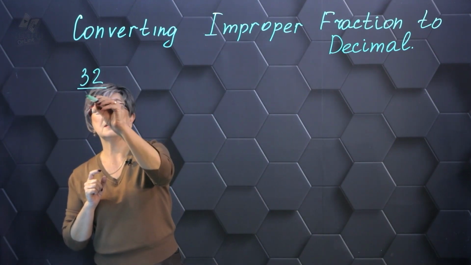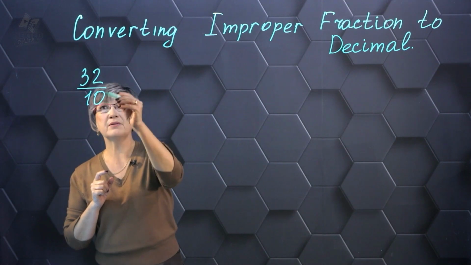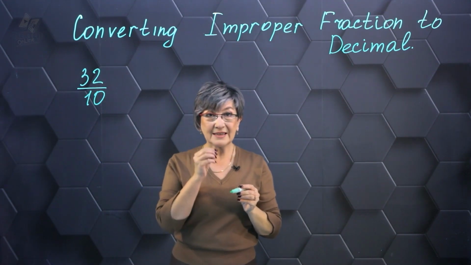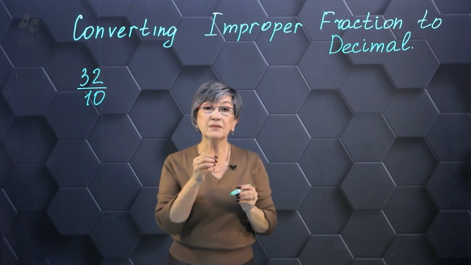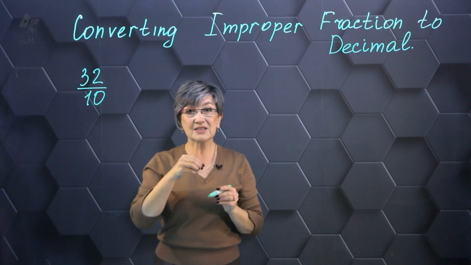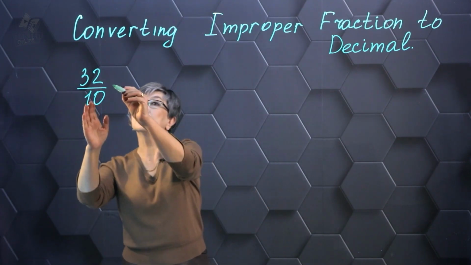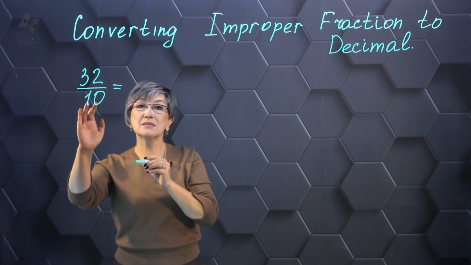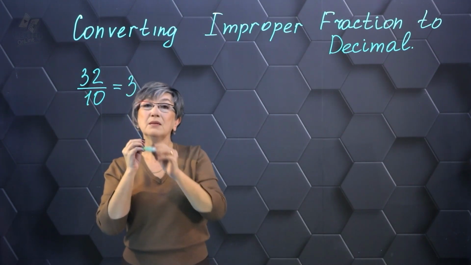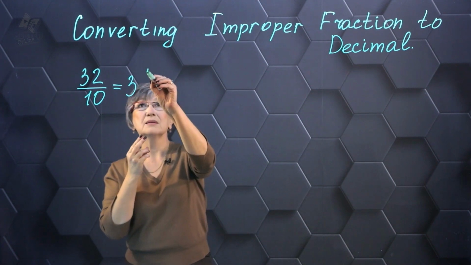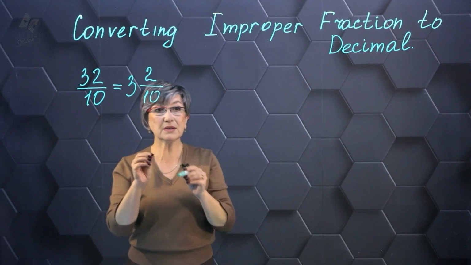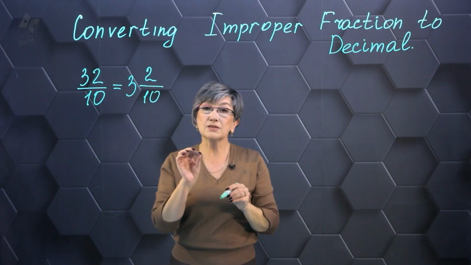the fraction 32 tenths. It's an improper fraction because the numerator is greater than the denominator. Hence, we can isolate the whole part first. I will write down 32 tenths as a mixed fraction. So 32 divided by 10 is 3 whole, so I'm writing down 3 whole. And the remainder will be 2. I write 2 in the numerator and I write 10 in the denominator. So the denominator is fixed, it stays exactly the same.